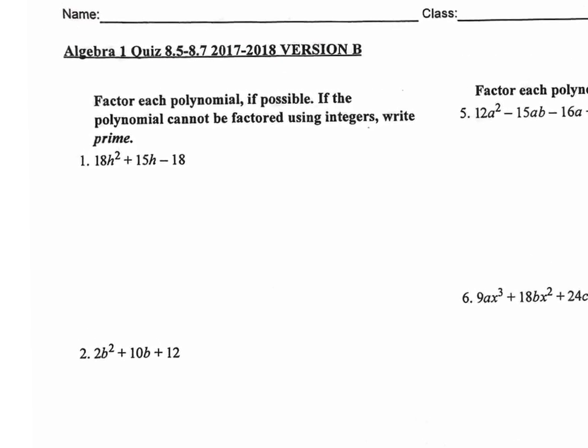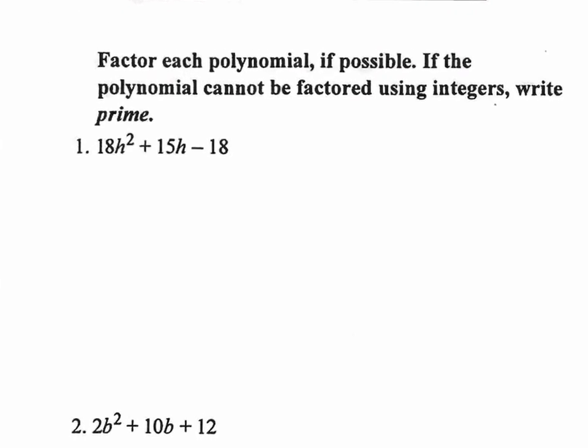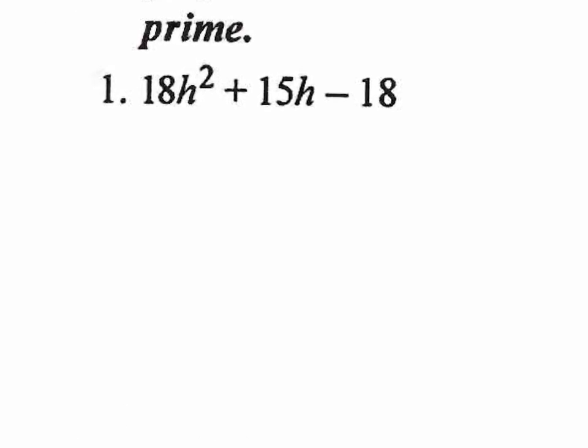So this is version B, but all you have to do is find this exact question on your test. If you have version A, find the exact question on your test, because they're all the same questions. They were just scrambled. Has anybody found this one on version A? It's not number 1, obviously. Okay, so number 1 on version B is number 7 on version A.